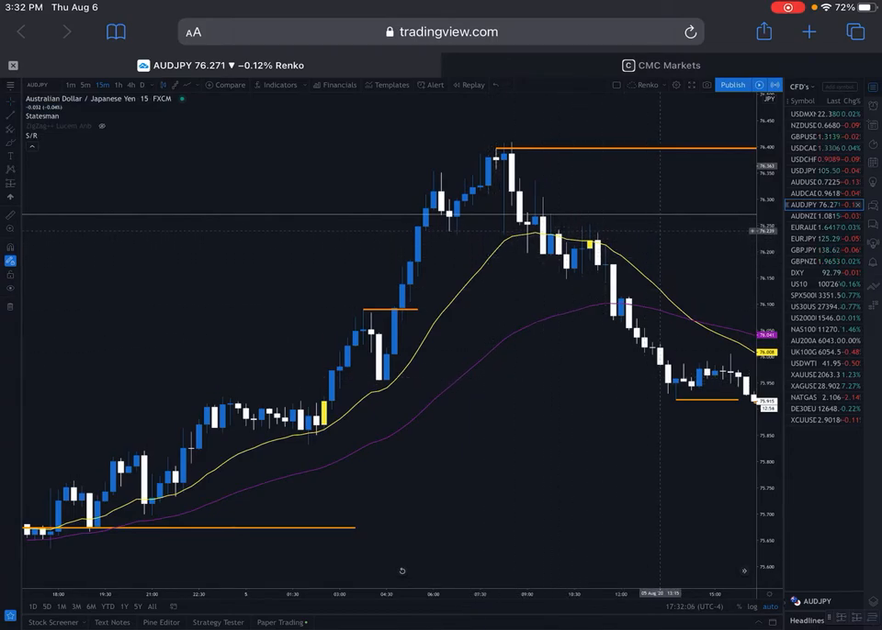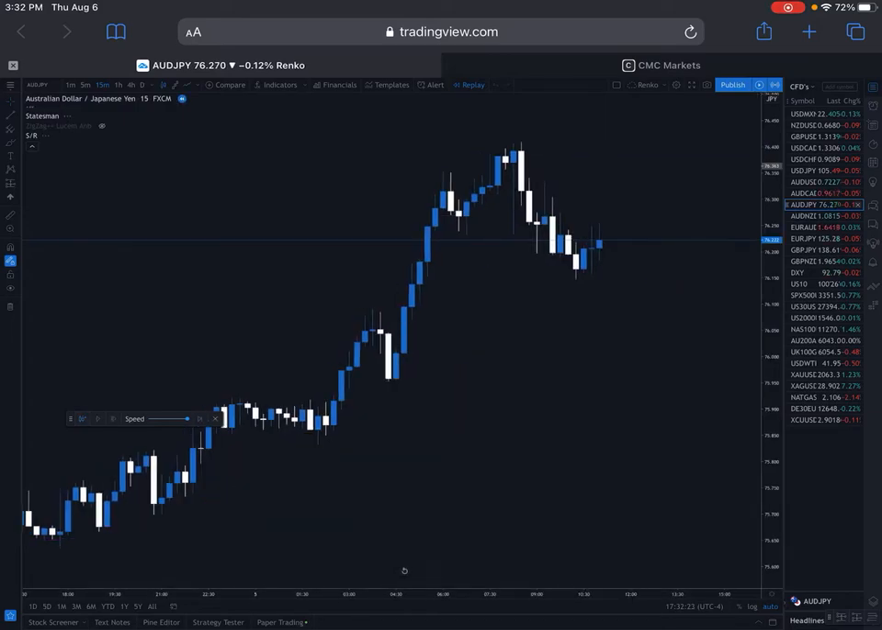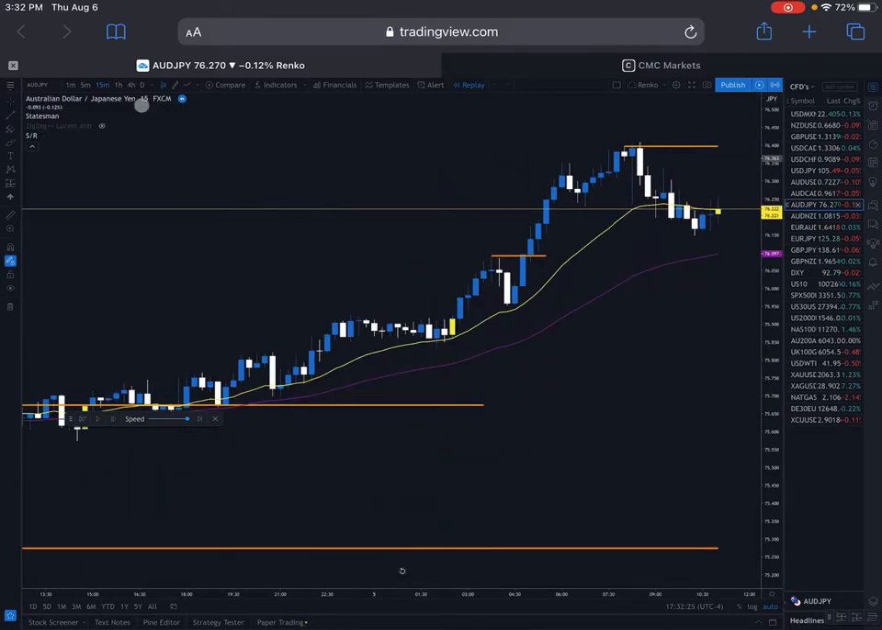Here we are, 76.20. Okay. So I was trying to buy this trend, and we're going to take a look at this on bar replay again. So this is the entry bar right here.